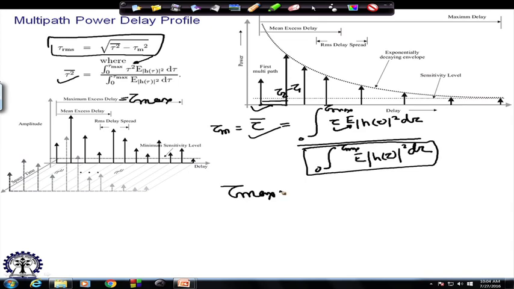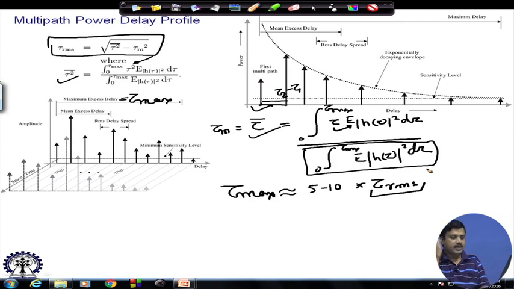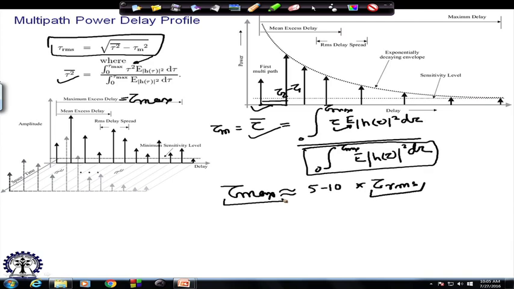Rule of thumb, you could say approximately 5 to 10 times. I am giving a very large range, but we can't help it, this is how it is, varying from indoor to outdoor conditions, times tau RMS. So, if I give you the root mean squared value of the delay spread, I am basically characterizing the channel, and we can calculate how much is the maximum spread of the channel through this rule of thumb.